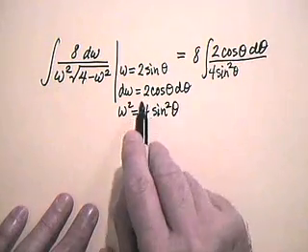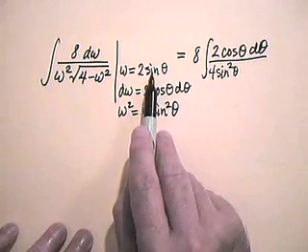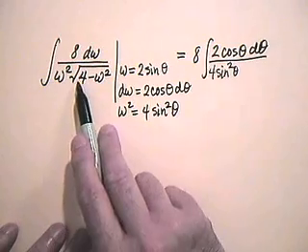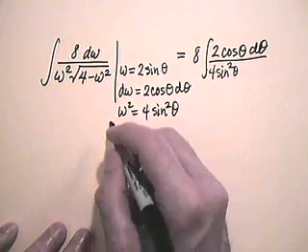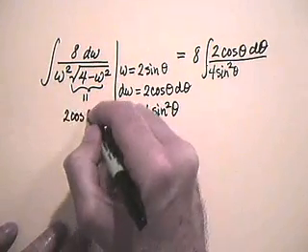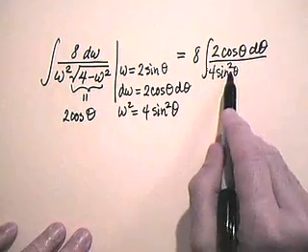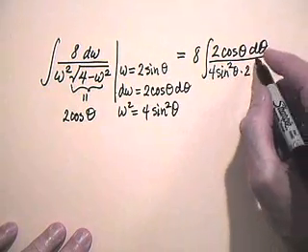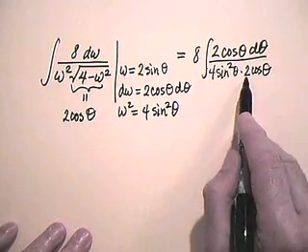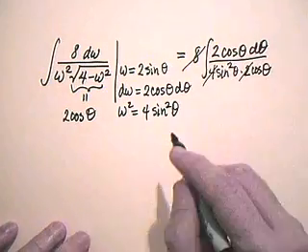And then the radical, well, what's the radical? If w is 2 sine theta, then w squared is 4 sine squared theta, and so the whole radical is simply 2 cosine theta. And so consequently down here we have 4 sine squared theta times 2 cosine theta. 4 times 2 is 8, and so those cancel out.